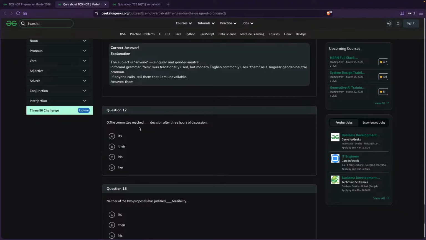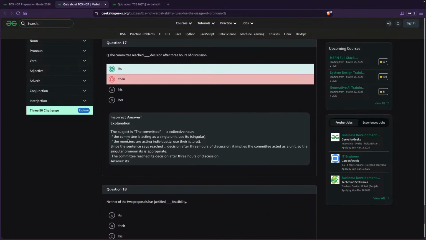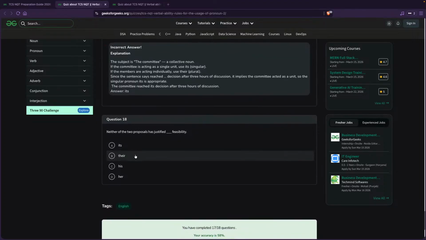Yes. "The committee reached..." The committee is singular. I think the committee reached its decision after 3 hours of discussion. The committee would be people, not a thing, I think it is like that. But the subject, the committee, is a collective noun. If the committee is acting as a single unit, use "its," singular. If the members are acting individually, use "their," plural. Since the sentence says it reached a decision after 3 hours of discussion, it implies that the committee acted as a unit. So the singular noun is appropriate.